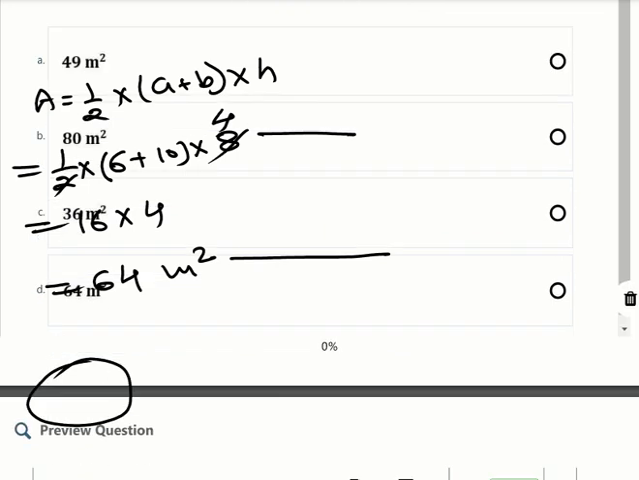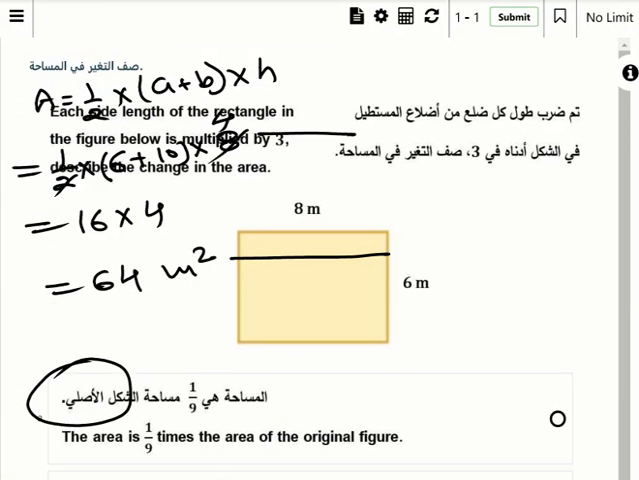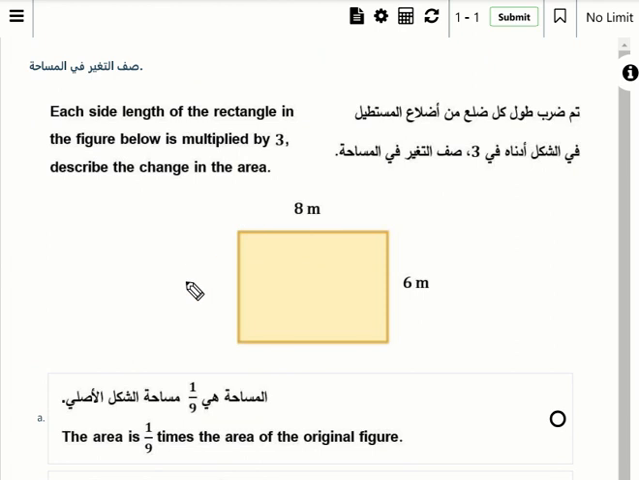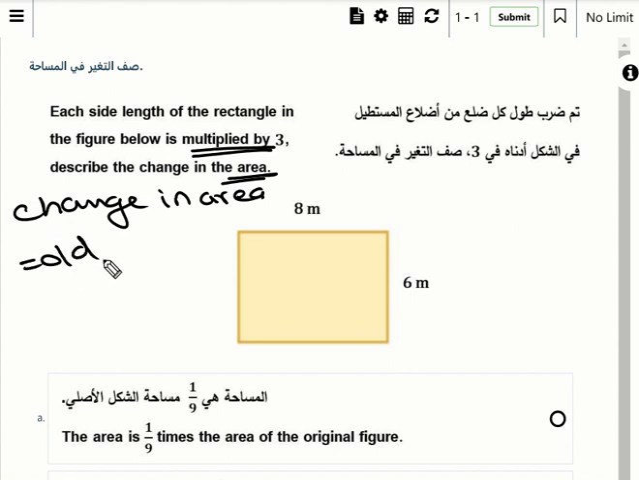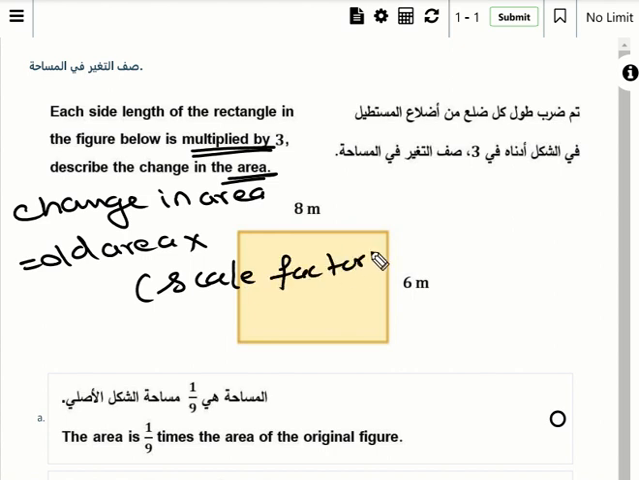Now another question can be about the side length of the rectangle. This question deals with a rectangle. So let's make it quickly. Each side length of the rectangle in the figure below is multiplied by 3. So every side is now 3 times and you have to find the change in area. For this I made another video also. If you have to find the change in area, it will be the old area, meaning the original area, times the scale factor, the number by which it is multiplied, to the power 2. For perimeter it will be the same scale factor, no power. For area, scale factor to the power 2, and if you have to find the change in volume, then it will be scale factor to the power 3.